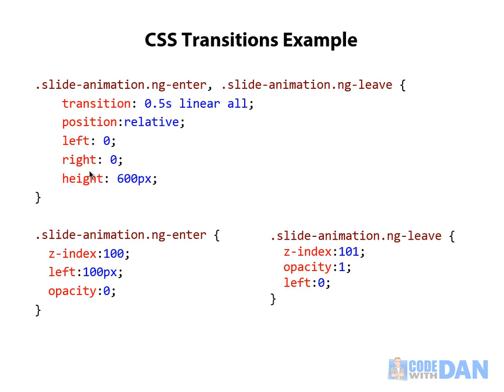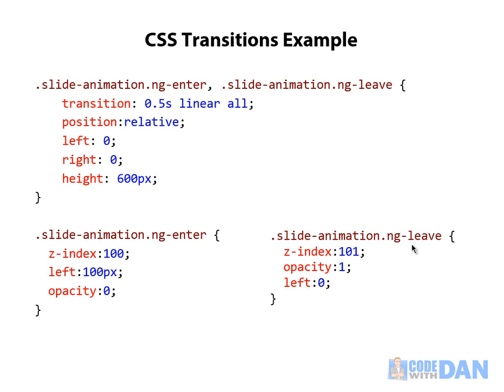Now these particular properties here, which includes our transition, these are going to apply to both of these. So we're going to say our transition, position, left, right, and height. And then if you want some specific stuff, which you typically will for the enter and the leave, then you'll have a separate definition here that only applies to the enter. So in this case, we'll actually start from the right over 100 pixels, and then it'll slide in gradually over to 0 over half a second. And it's going to start at an opacity of 0 and then transition up to 1.